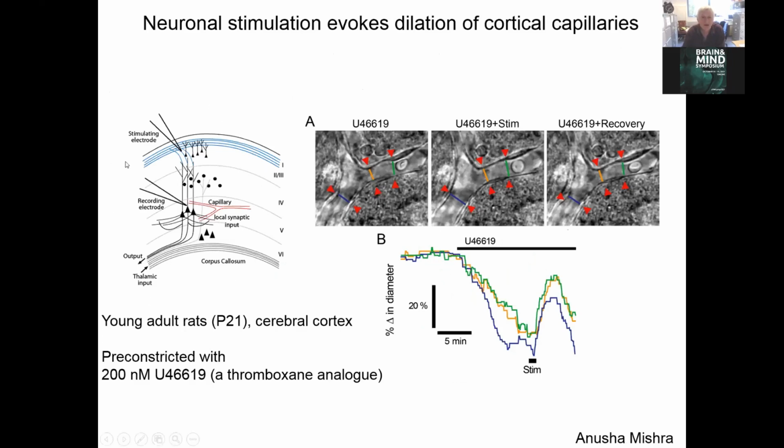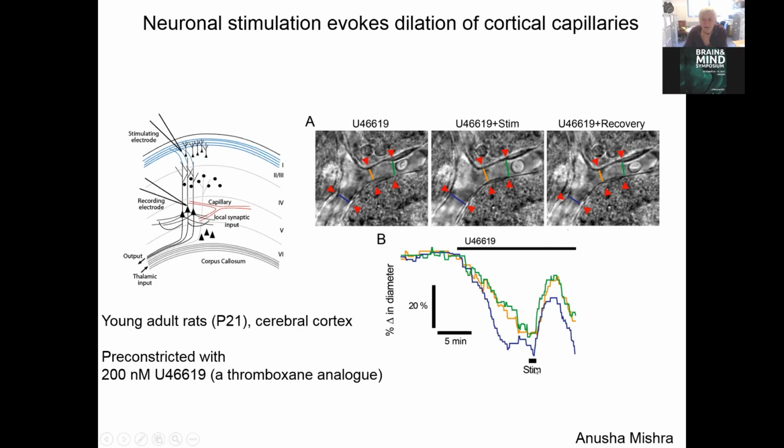This is an experiment done in a brain slice where we stimulate axons going across the cortex, and we image the capillaries and measure their diameters. Now, to do these experiments in a brain slice, because we've cut off the locus coeruleus axons, which produce basal noradrenaline release and basal tone of the pericytes, we have to pre-constrict them. And we either do that by superfusing noradrenaline, or in this case, a thromboxane analog, which reduces the diameter of the capillaries, as you can see here, when you apply it.